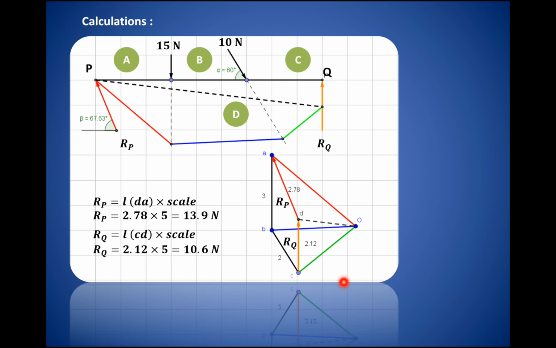Similarly, the reaction at Q, RQ, is given by CD. Its magnitude is 2.12 multiplied by the scale, that is 5, so it is 10.6 Newton. In this way we can find out the reactions at the supports using the graphical method.